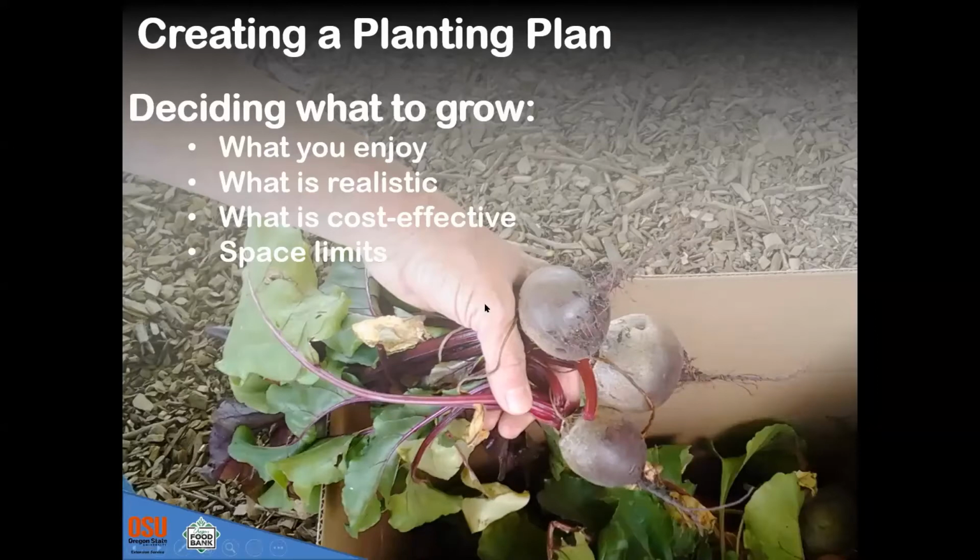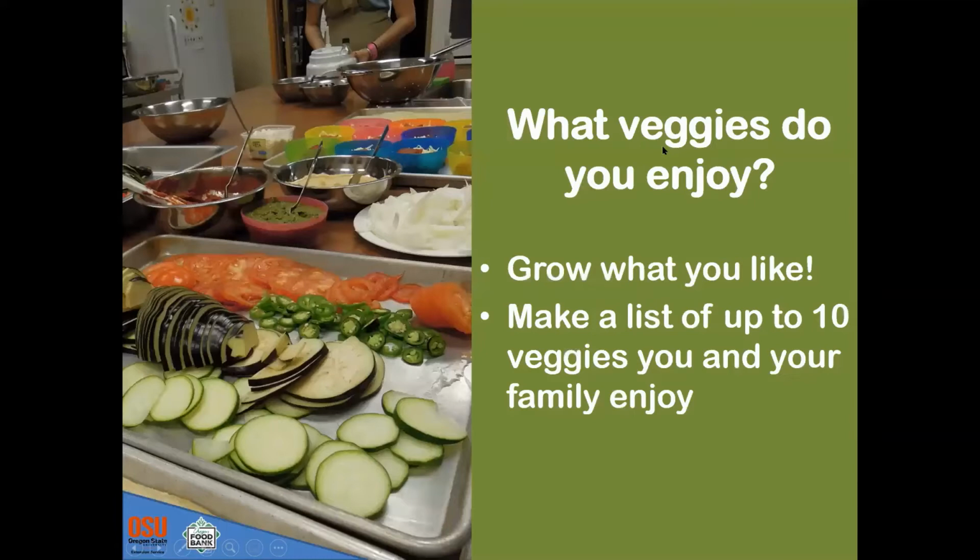And finally, there are space limitations. Who was it who said that she had a huge space and could plant a lot of things? Some of us only have a small space, and that's going to determine what you can plant. You're going to have to maybe triage, right? You can plant some things, but you're going to have to forego planting other things.